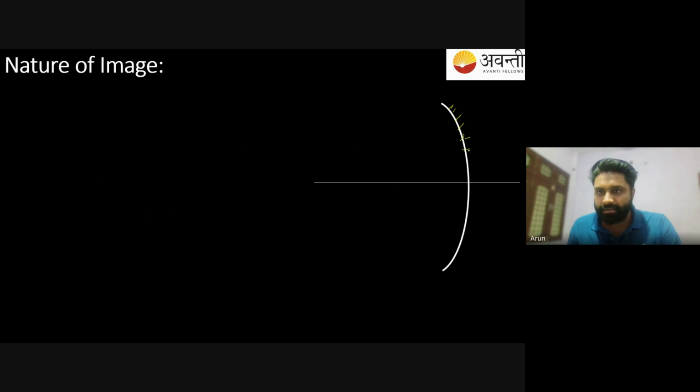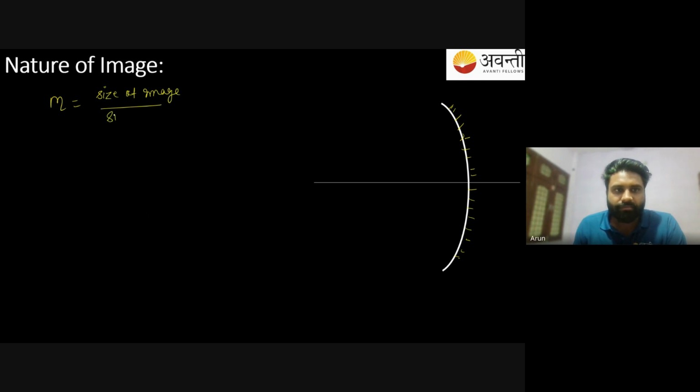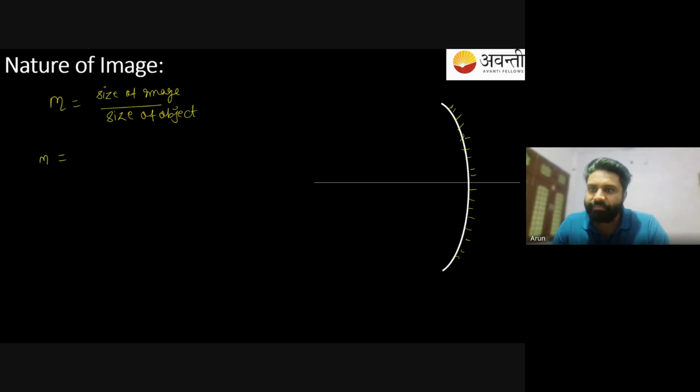This is the concave mirror we have. The nature of the image directly depends on the magnification. What is magnification? Magnification is nothing but size of image upon size of object. In terms of formula, mostly you will deal with the transverse magnification part. So m = hi/ho = -v/u.